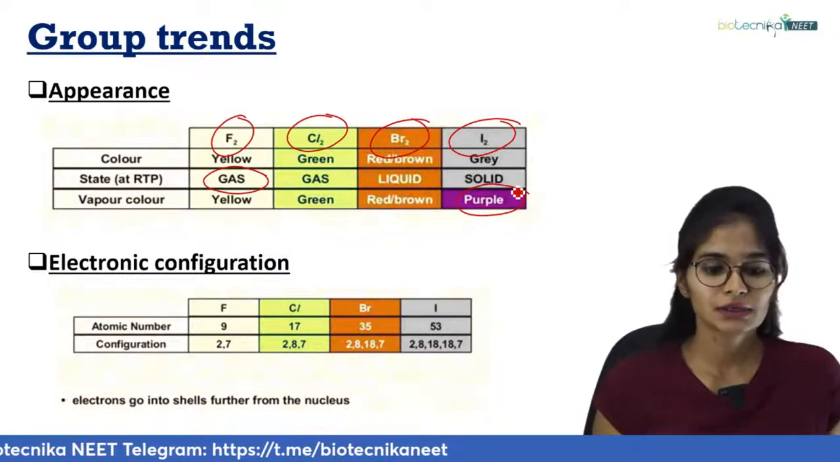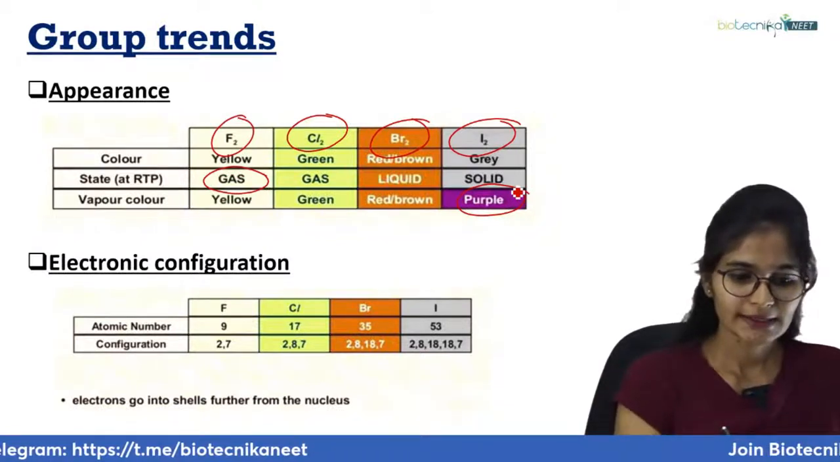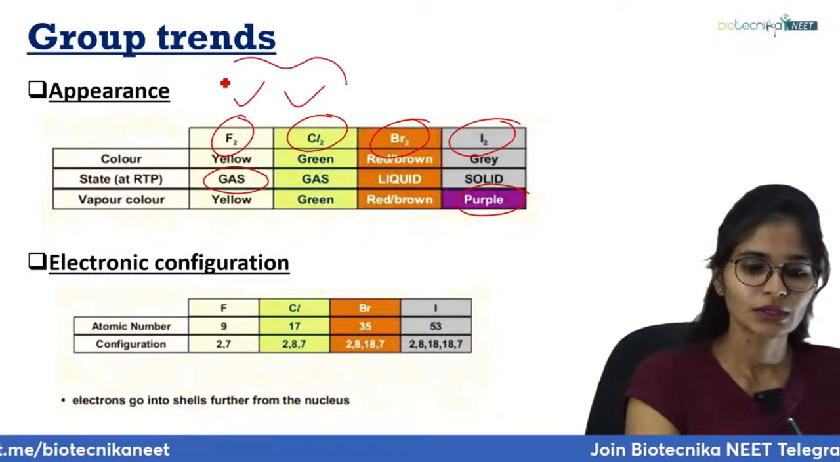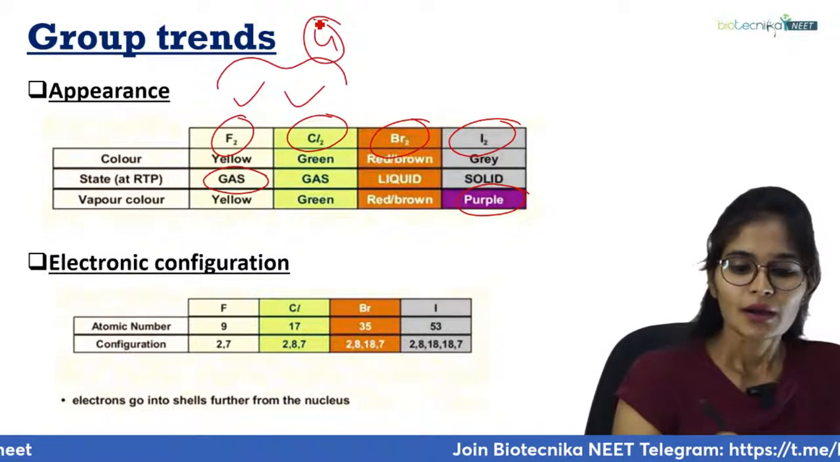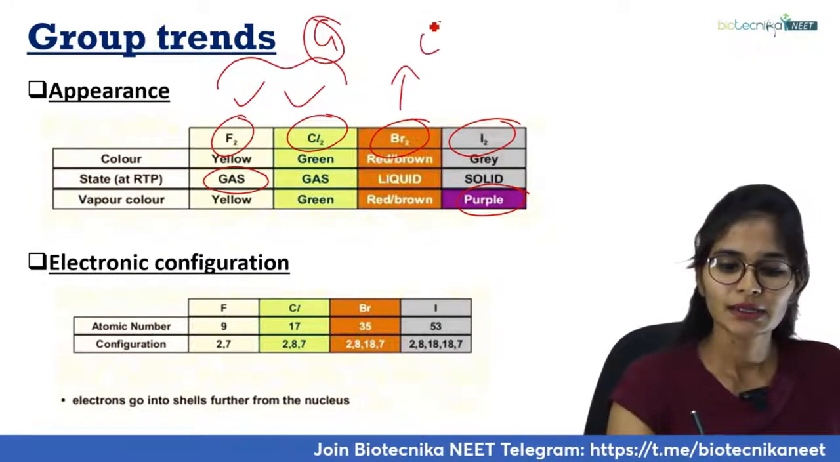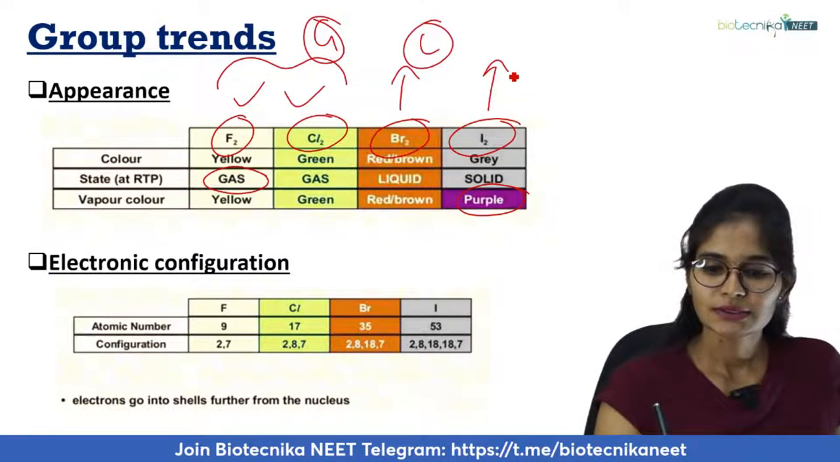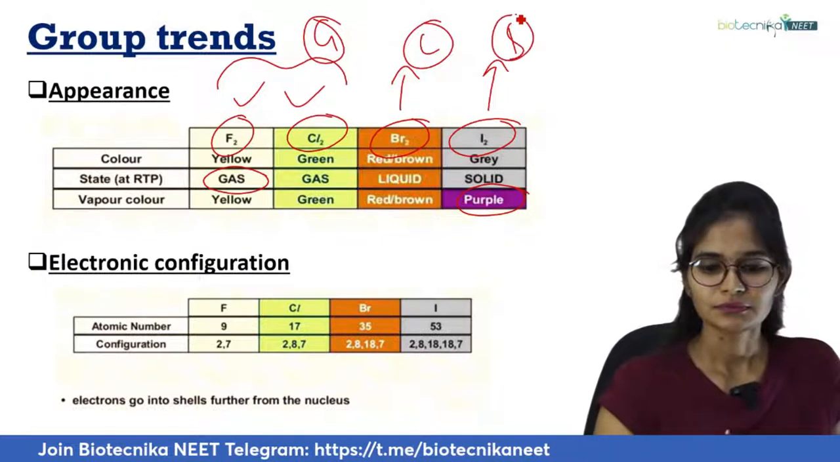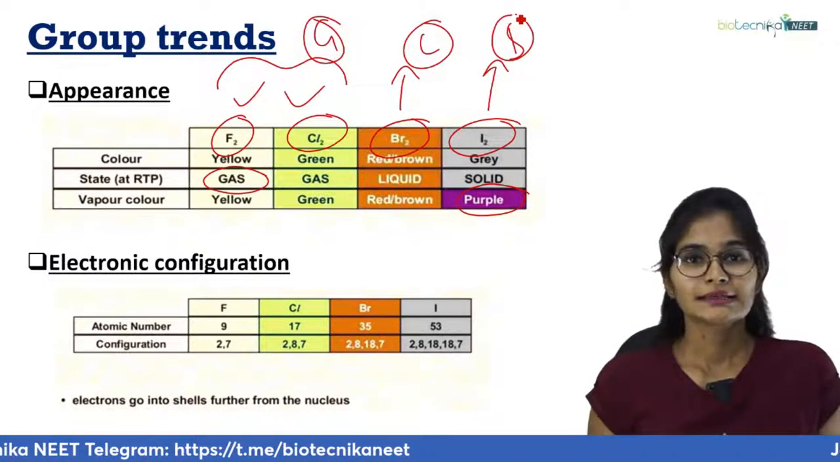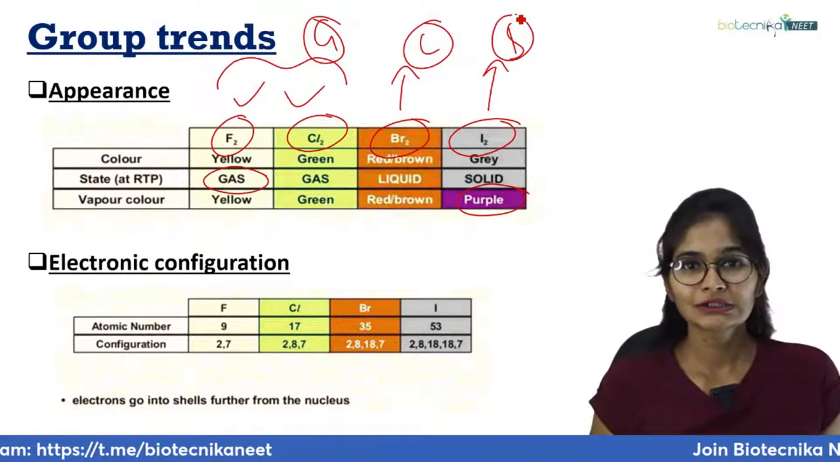So it shows purple color, and regarding their states, F2 and Cl2 are both gaseous in nature, but bromine is liquid and I2 is solid in nature. So these are their states along with the color of the halogens.